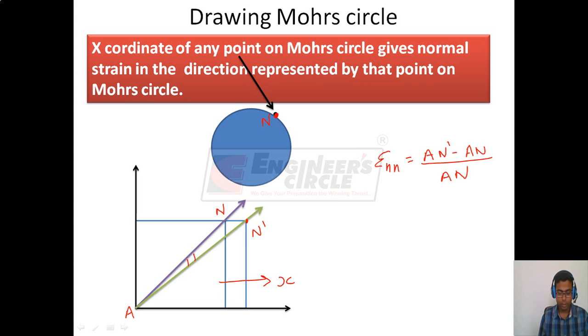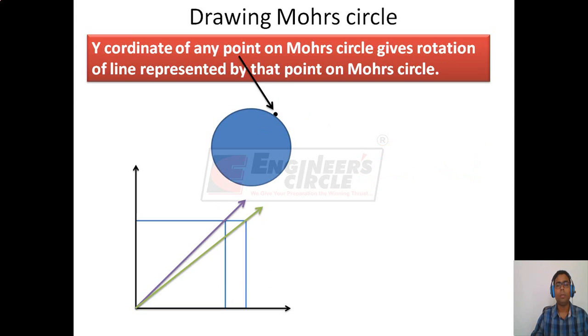Since this angle alpha is very small, we can assume that AN is along the same direction as AN dash for the purpose of calculating normal strain. Therefore, the strain along the nth direction, that is epsilon NN, is given by the x coordinate of this point N.